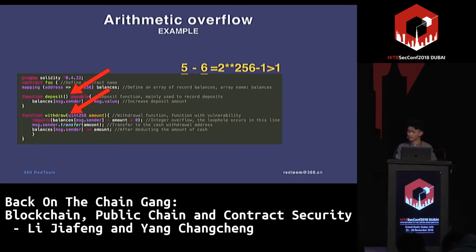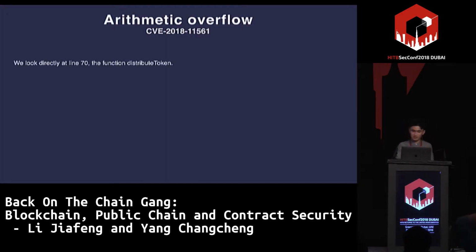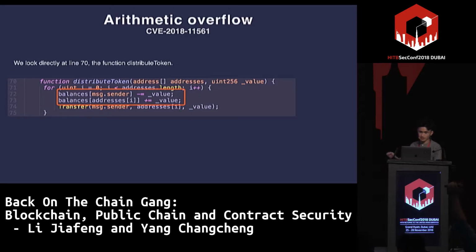That's 5 minus 6. It underflows, so we can take it out. This allows us to take it out. So we have a research. This is a survey we found, and you can search the number and download the source file. We look directly at line 17 and the function distribute token. So the function distribute token.